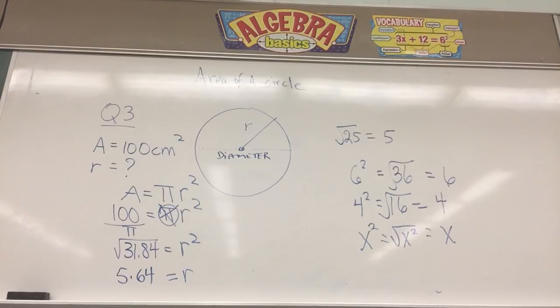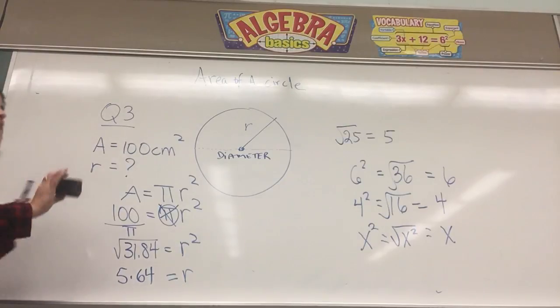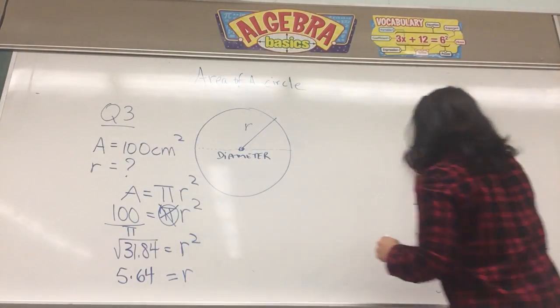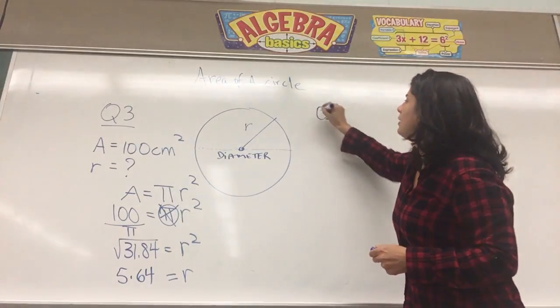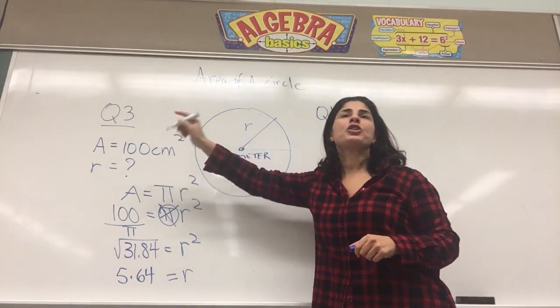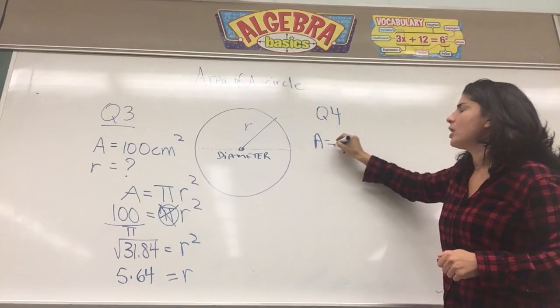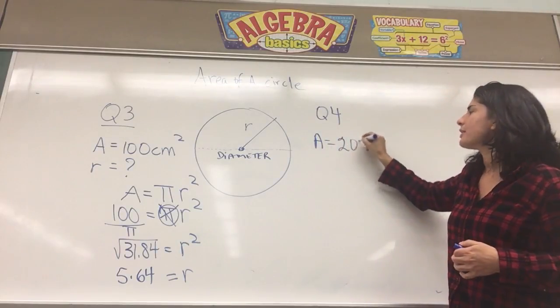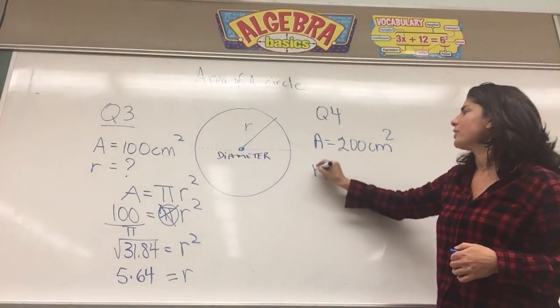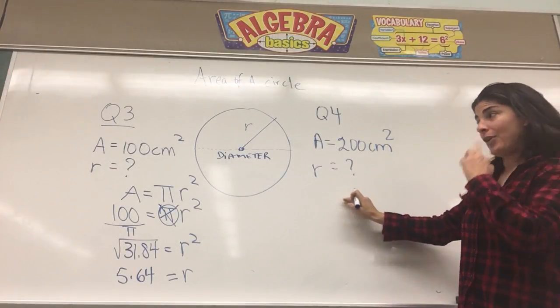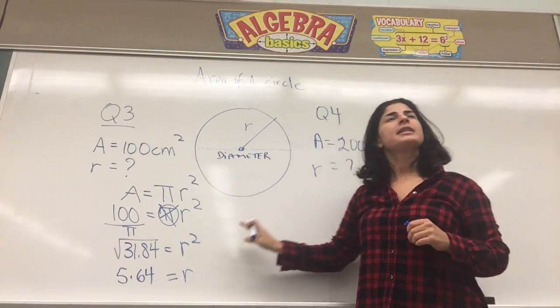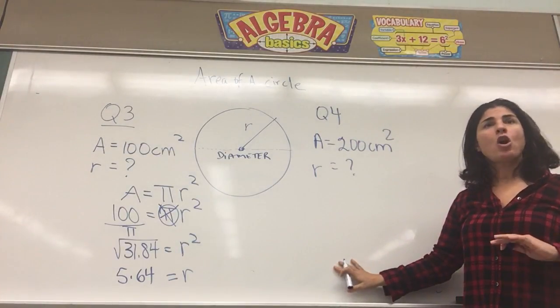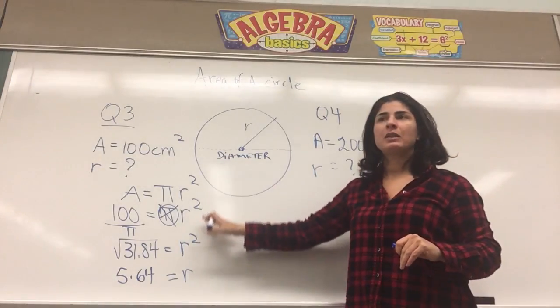Can I answer anybody's question? Can anybody tell me what happened if they got lost on any of these steps? Do you want me to do one more like this? Yes. Let's do one more exactly the same though. I'm not even going to ask you diameter. Question 4 is identical to question 3. Area equals 200 centimeters squared. What is the radius? So go ahead, follow the steps that I did here, and see if you can get the answer. All you're doing is following the steps.